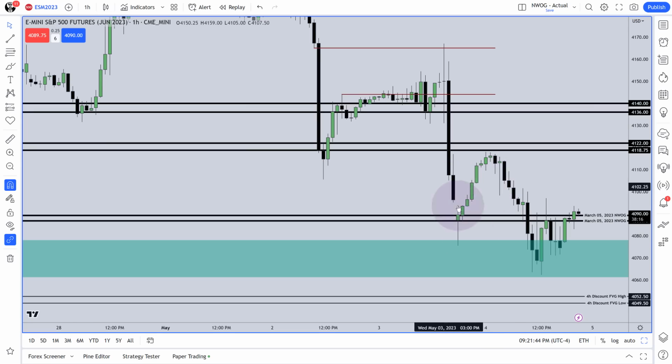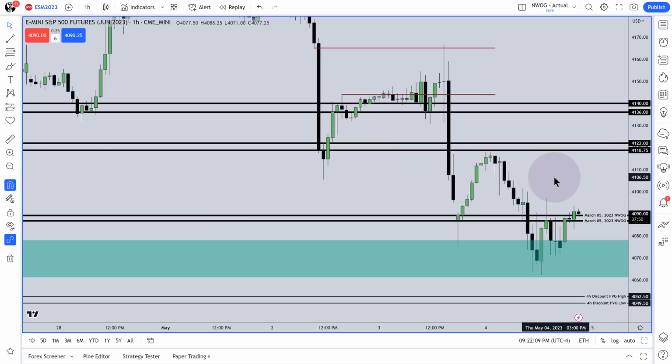But anyway, this area here, we're going to talk about that. That's the ICT new day opening gap. These bold lines in here, that is my new week opening gap. So this is where the separation between Friday's close and Sunday's opening price, we extend that in the future.